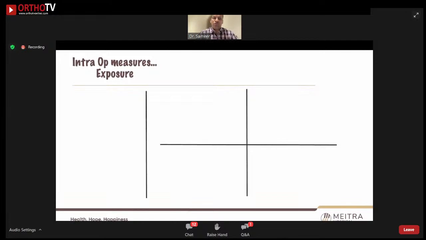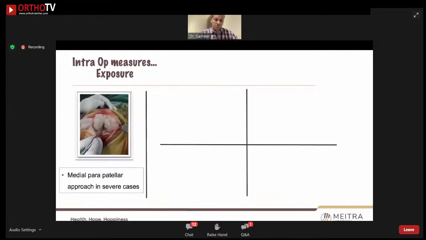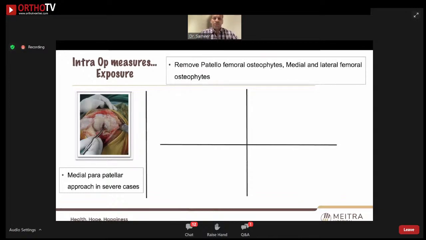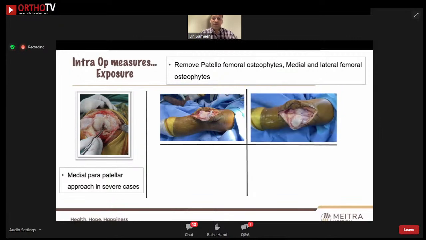Now we move to the intraoperative measures. Most importantly, the exposure. I told you many times the flexion deformity will be associated with limited flexion also. So better go for a medial parapatellar approach rather than subvastus or midvastus in difficult cases. And remove all the patellofemoral osteophytes; medial and lateral femoral osteophytes will make the exposure easier, because many times these big patellar osteophytes make the exposure difficult.